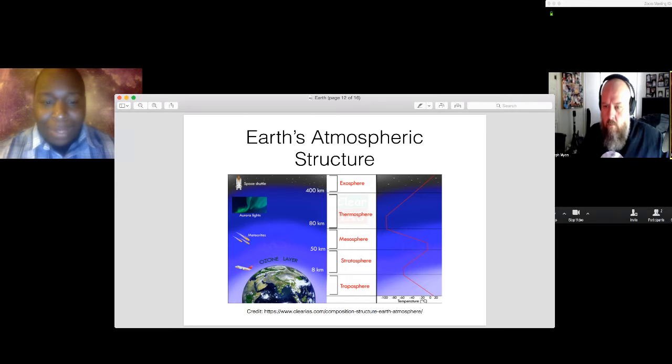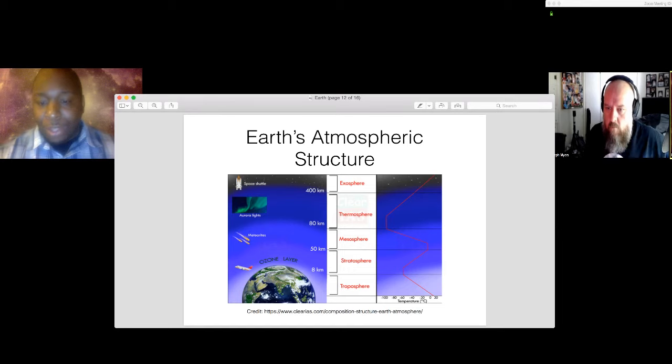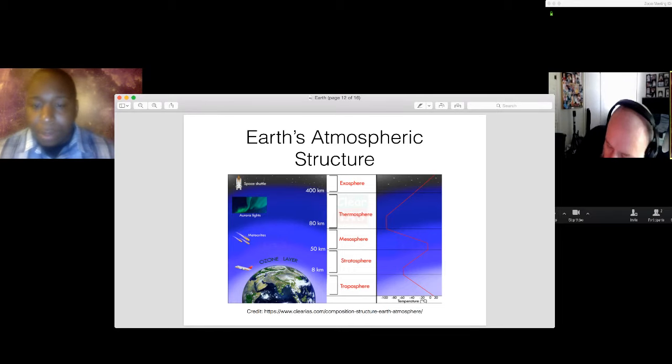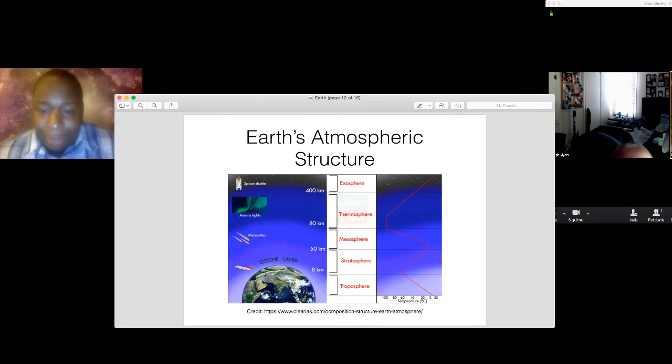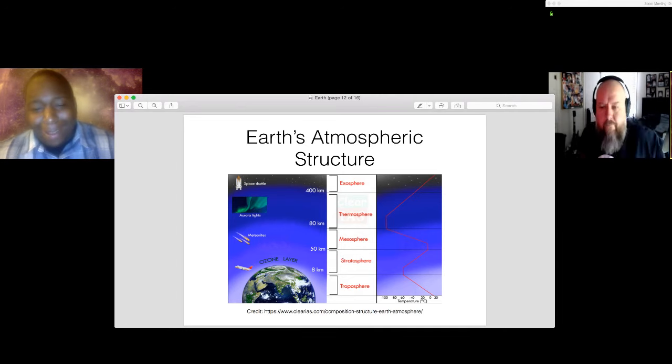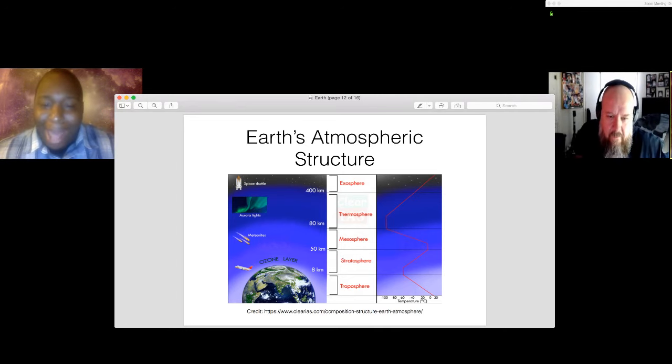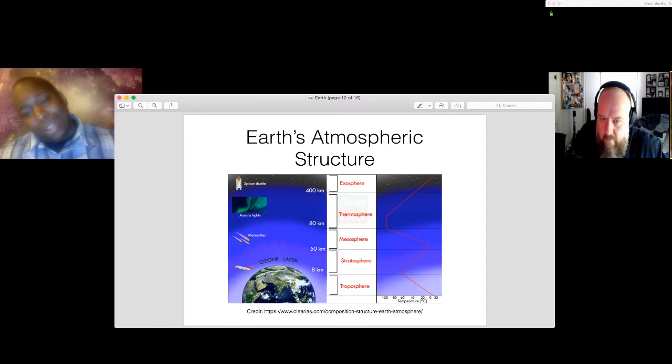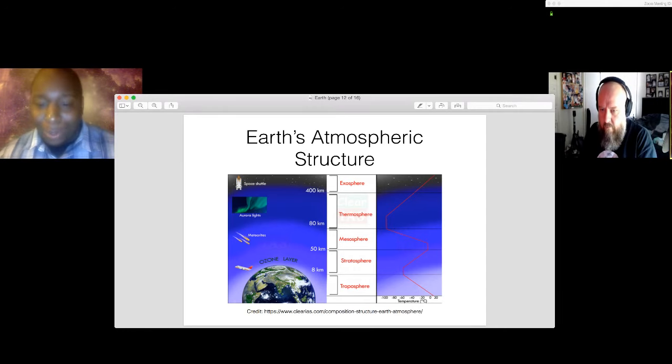But what's really interesting about this is if you look on the right hand side of this image, we have a plot. It's weird, because along the y-axis it's showing the altitude, which is typically the independent variable. But along the y-axis we have altitude, and along the x-axis we have temperature.